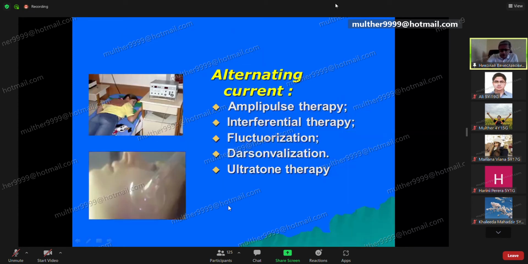And also the third subgroup of methods of electrotreatment is alternating current, or methods of alternating current. This group includes amplipulse therapy, interferential therapy, fluctuarization, decimalization, and ultratone therapy.